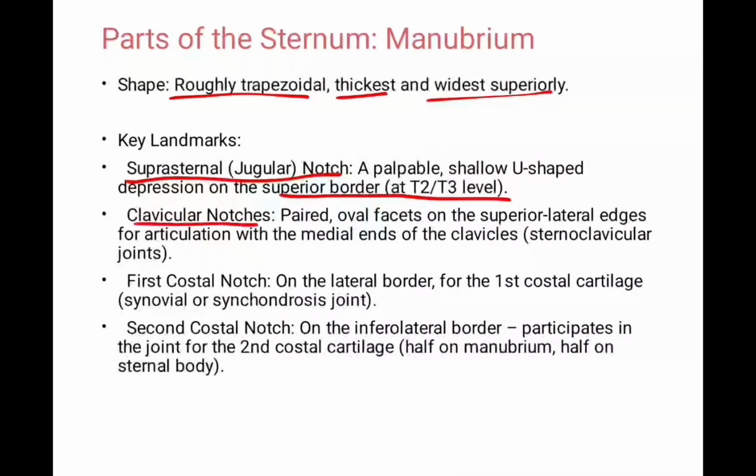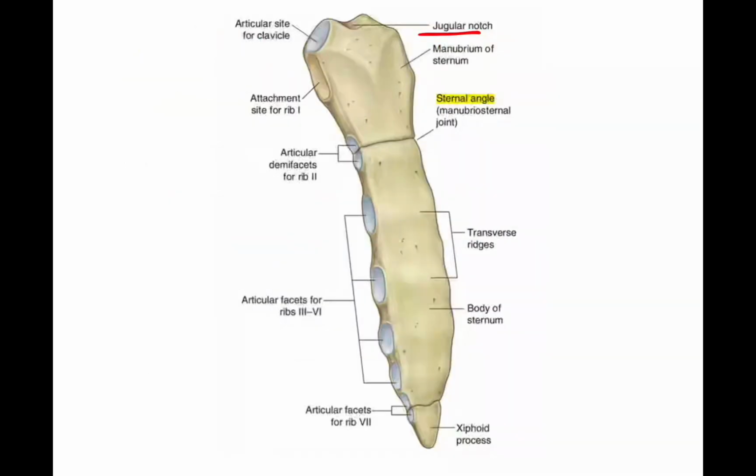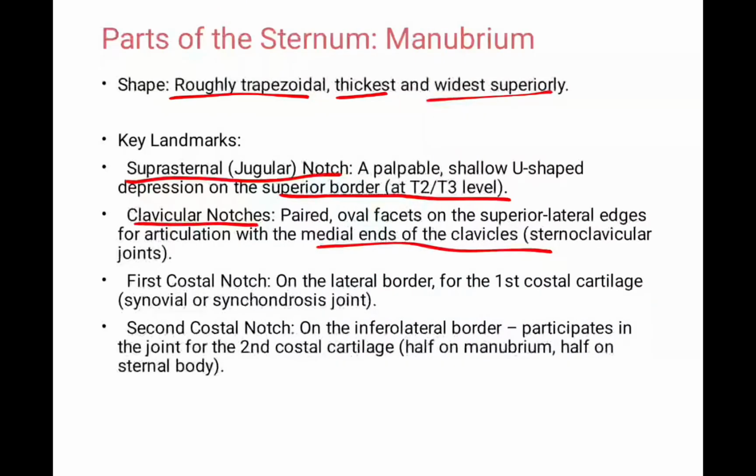It also has clavicular notches, which are paired oval facets on the superolateral edges for articulation to the medial ends of the clavicle to form the sternoclavicular joint. These are the clavicular notches for articulation with the clavicle. We also have the first costal notch on the manubrium, which is on the lateral border for the first costal cartilage of the first rib, synovial and a synchondrosis joint.